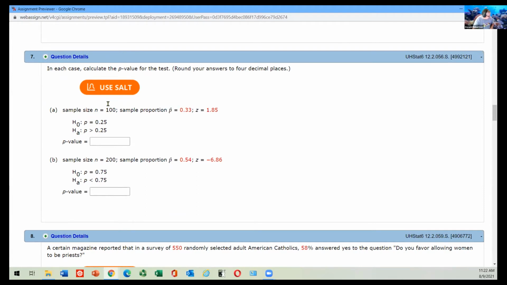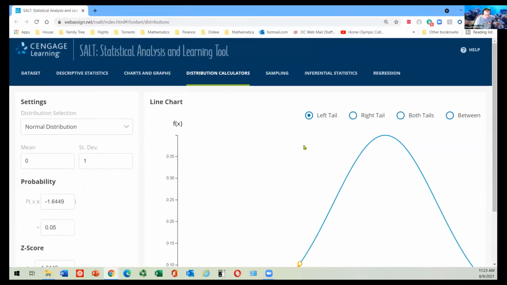In this sample, this is question 7, and p-hat is 0.33, and the sample size is 100. And we're told the null hypothesis is p is 0.25, and the alternate hypothesis is p greater than 0.25. When this lesson's finished, I'm going to go back in and kill those early questions with the Z scores. I don't want them. Right, use SALT button. Fingers crossed, go. Right, over here, click on it. Are you seeing SALT? Right.